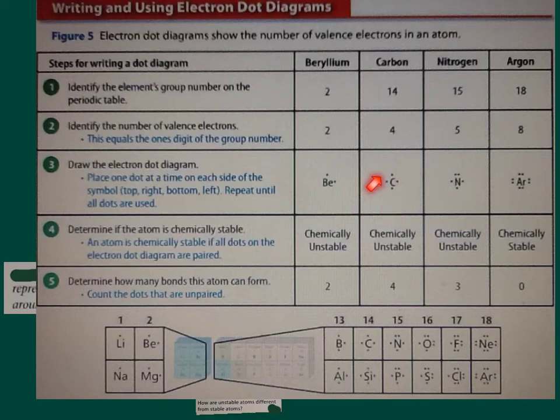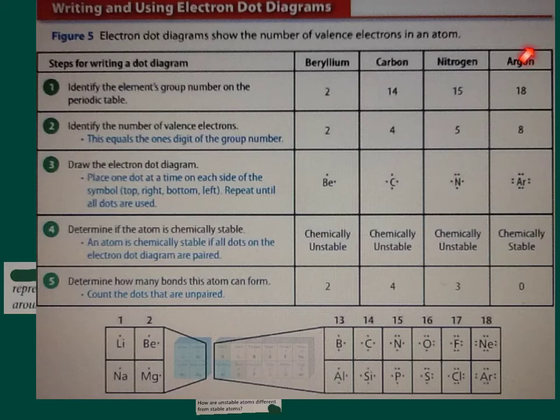Now, it gets a little more confusing when we talk about more than 4. So, nitrogen. Nitrogen is in group number 15 on the periodic table. So we're looking at the 5. 5 valence electrons. So we start putting our dots. One on the top, one on the right, one on the bottom, one on the left, but we have one left over, so we're going to put the next dot at the top again. That gives us 5 valence electrons and 5 dots around the symbol.